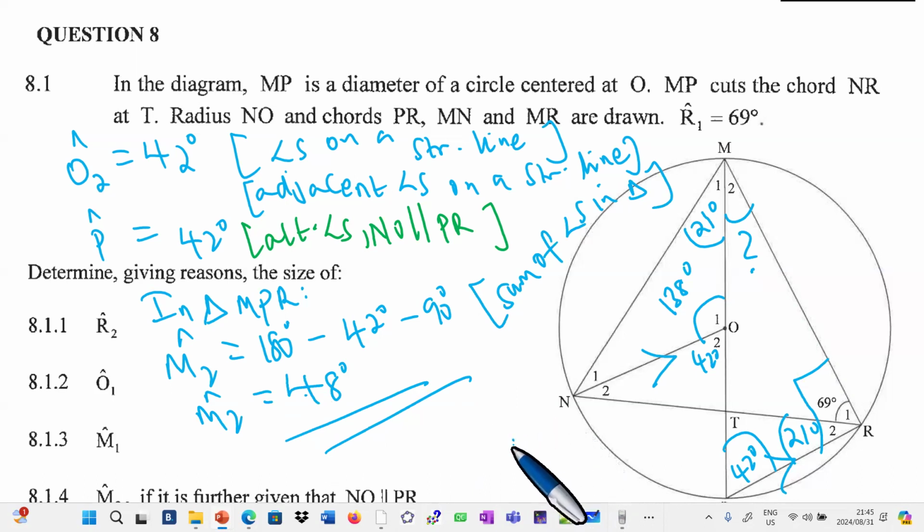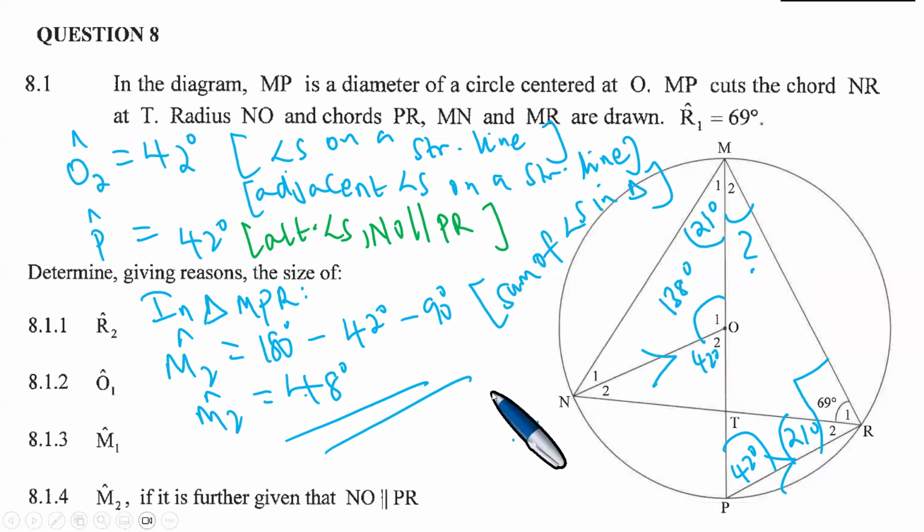Right, so that's what we get. That is what we're able to achieve here. Sum of angles in triangle. Okay, we got M2 to be 48 degrees, and then we move on to the next question.